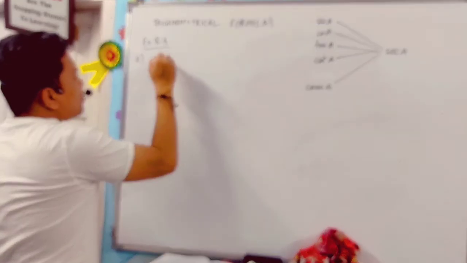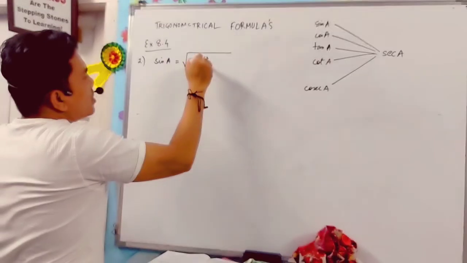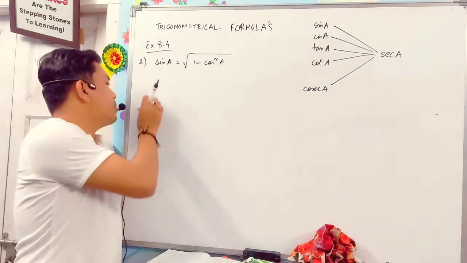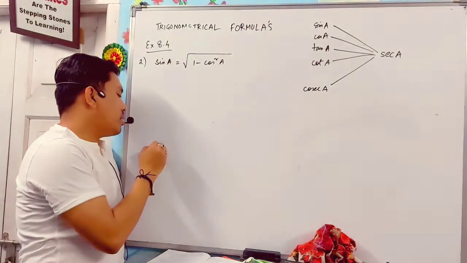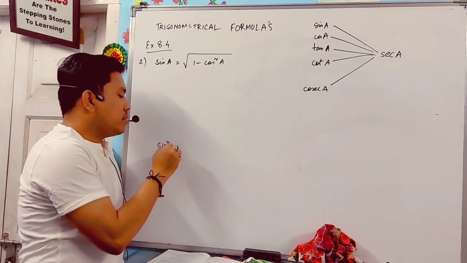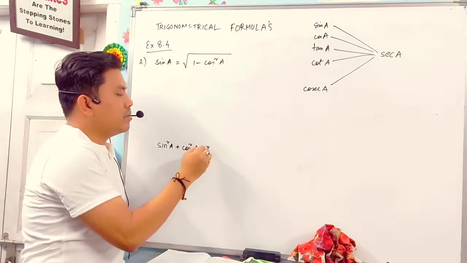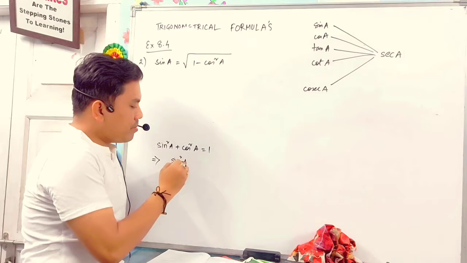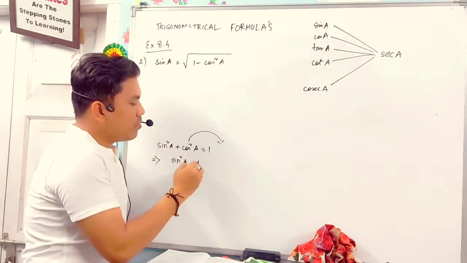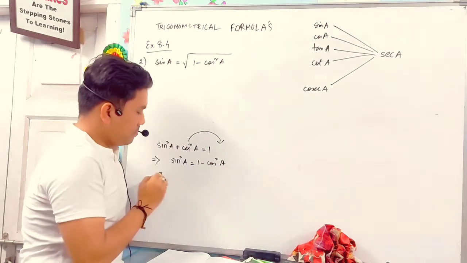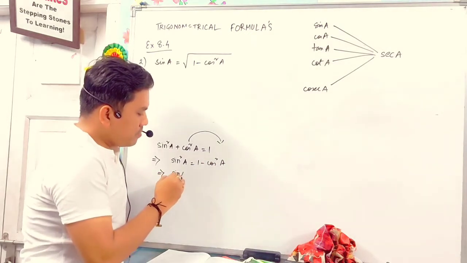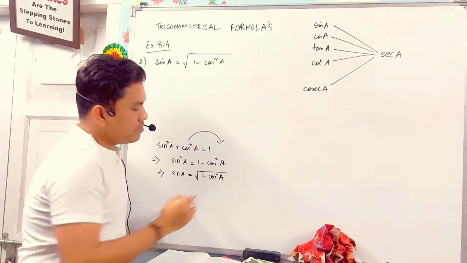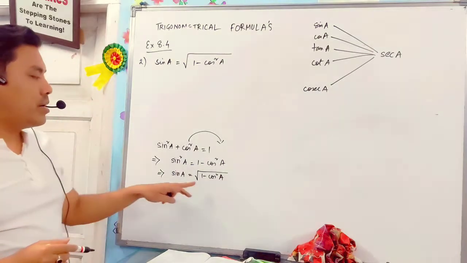Sine A can be written as square root of 1 minus cos square A. Can we write? Yes, because I have given one formula, formula number 7, go through that. Sine square A plus cos square A is equal to 1. Isn't it? So sine square A can be written as 1 minus cos square A, you take cos square A to the other side. Now you remove the square, it will become the square root of 1 minus cos square A. So in place of sine A we can write this.